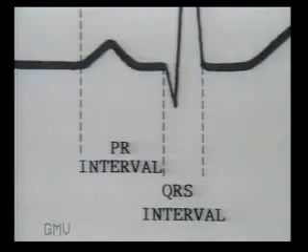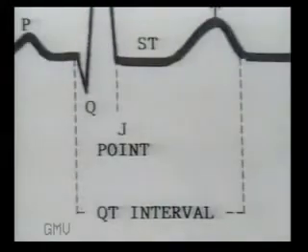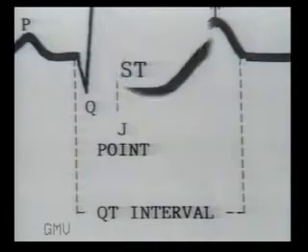The time from the beginning of the Q wave to the end of the S wave is called the QRS interval. It indicates the time taken by the impulse to spread through the two ventricles. The time from the beginning of the Q wave to the end of the T wave is called the QT interval. It represents the total electrical activity of the ventricles.